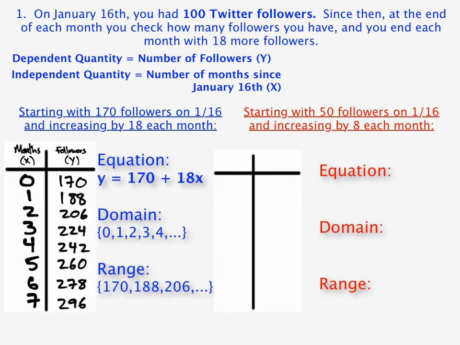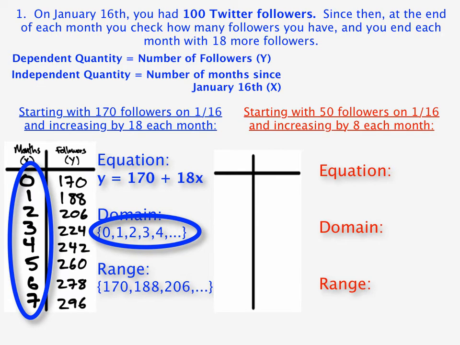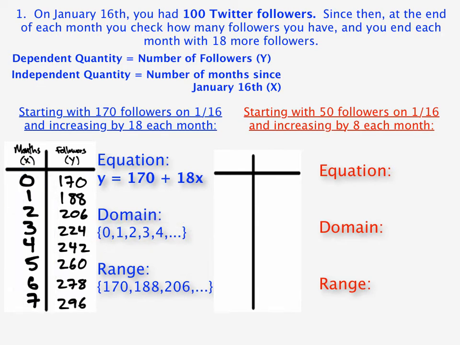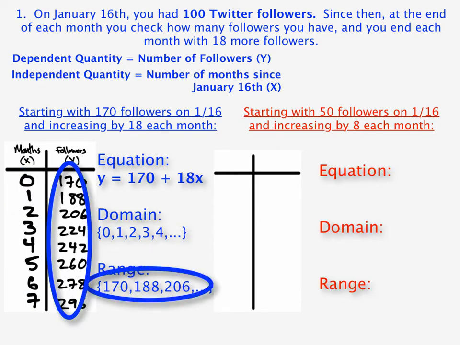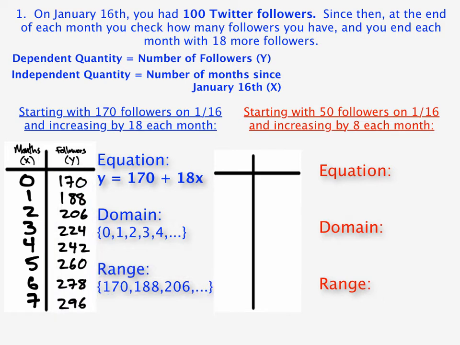The only difference in the equation here is it's going to be y equals 170 plus 18x. The number of Twitter followers is still growing by 18 each month, but we start with 170 when x equals 0, when we're on January 16th. The domain remains the same, 0, 1, 2, 3, etc. And the range in this case is just going to be 170, 188, 206, 224, just adding 18 each time again. Let's try one more.